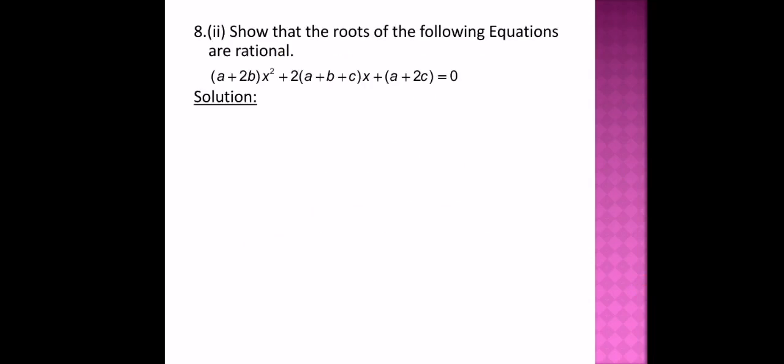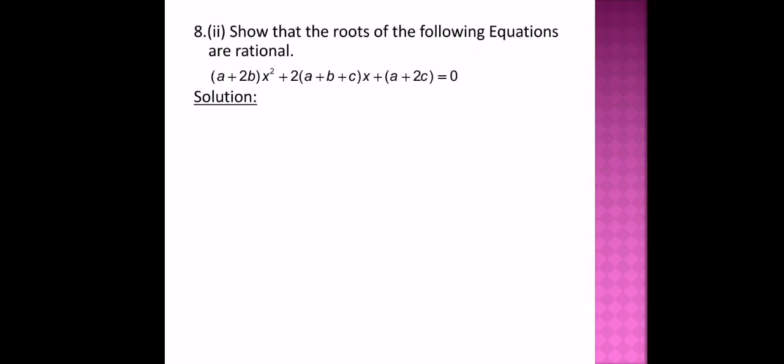Question number 8, part 2 of exercise 2.1 is: show that the roots of the following equations are rational. The equation is given to us and we are going to show that its roots are rational. For this we have condition number 1, for the nature of roots of the quadratic equation determined by the discriminant, that is, if b square minus 4ac is greater than 0 and is a perfect square, then the roots are rational and unequal. For proving the roots as rational, we will have to show that after putting the values of a, b and c in the discriminant, we get a perfect square.